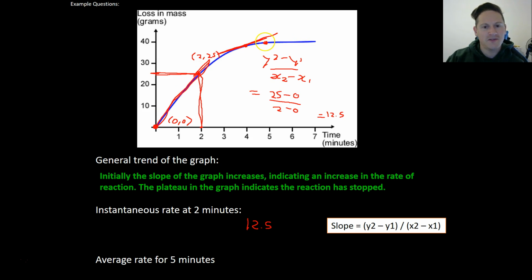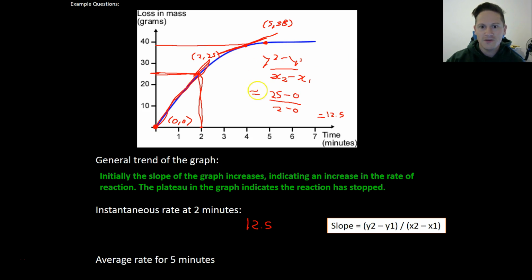The easiest 2 points for average rate of reaction would be that point right there, because you need to take that 5 into account. So this point has coordinates, if I'm going across here, about 38 or 39, and the x is 5. So I'll go 5 and 38. You'd obviously be more accurate with a ruler. And the other point, you could again take the origin of 0 and 0.